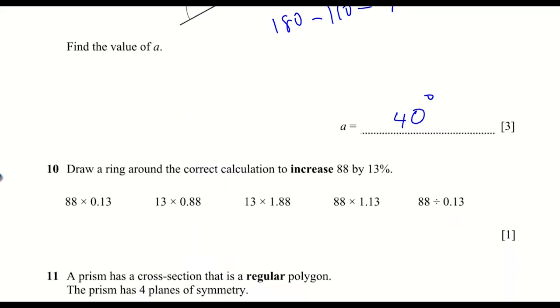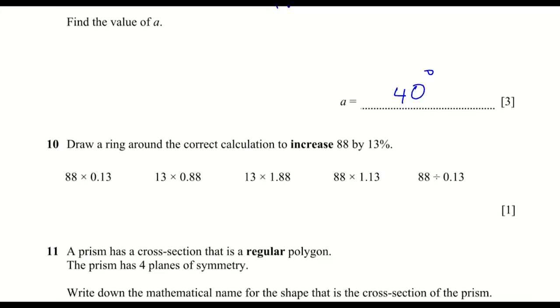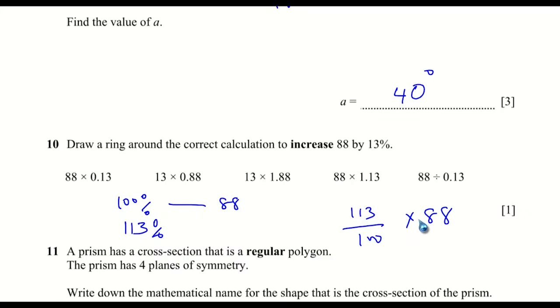So question 10. Draw a ring around the correct calculation to increase 88 by 13%. If you want to increase 88 by 13%, that means at 100% you have 88, so the percentage has to go to 113%. That is the meaning. So it should be 113 over 100 multiplied by 88. That will give you the value.